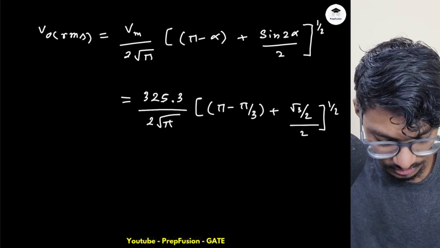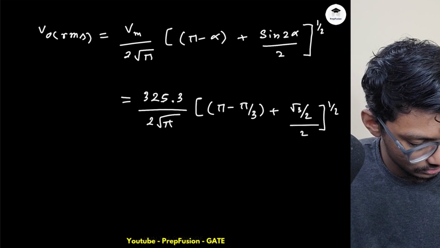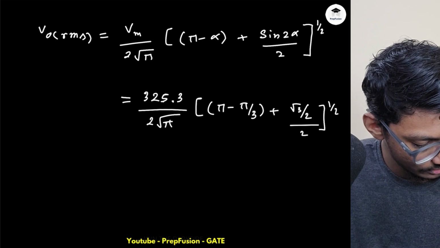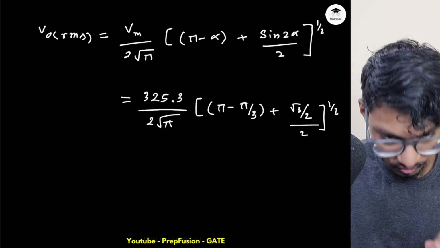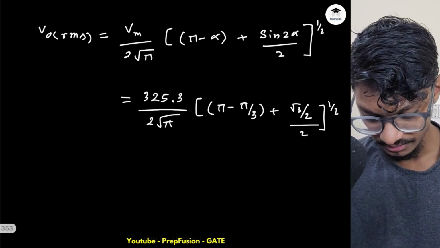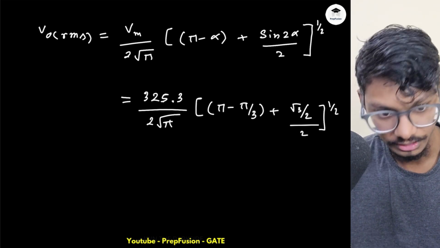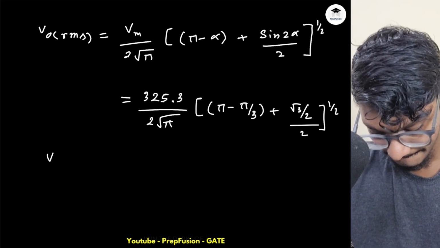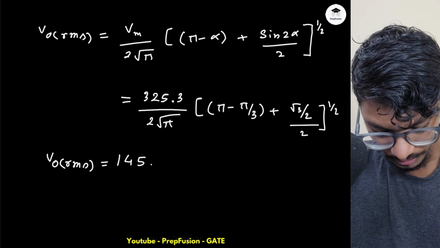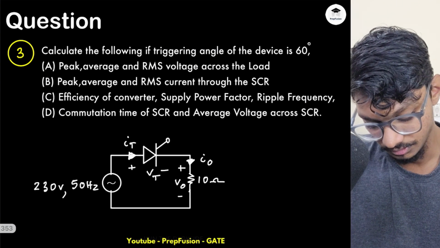So this will be 2.57, and if I take the under root of this it will be 1.59, and 1.59 into 325.3, and if I divide by 2 into pi under root, this will be 145.88 volts. So your answer VO RMS will be simply equal to 145.88 volts, right? Everything is recording. So I have finished everything from part A.